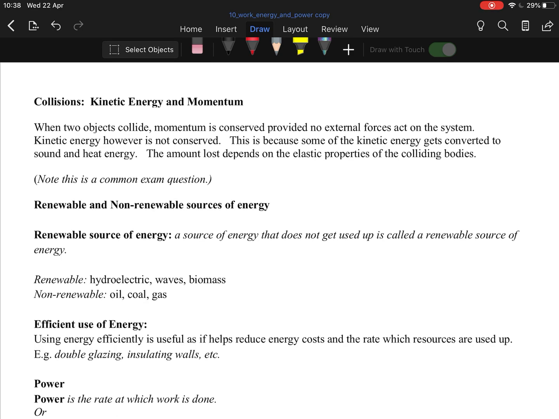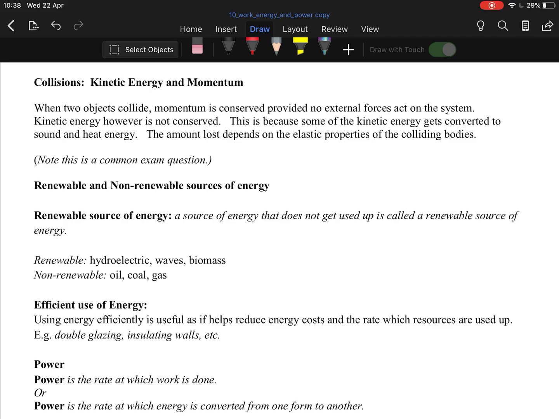All right, so collisions now, then power, percentage efficiency. We're almost there. Hopefully you're finding this fairly straightforward to do. So collisions, kinetic energy and momentum. When two objects collide, momentum is conserved. Again, that's the definition from previously.